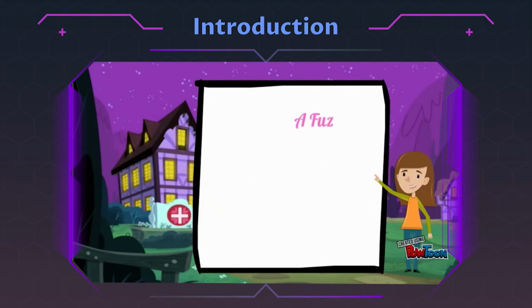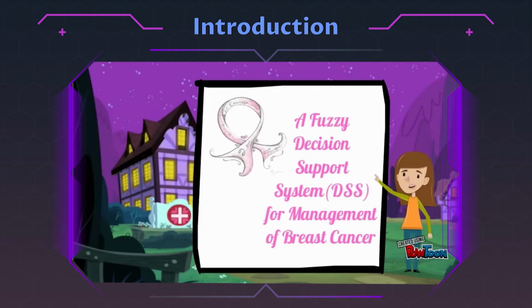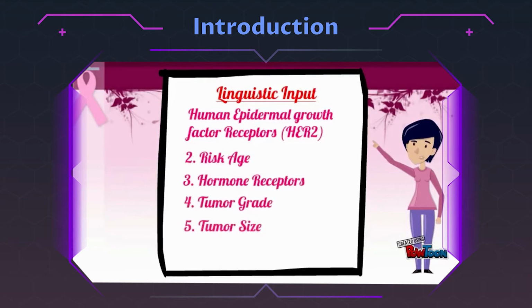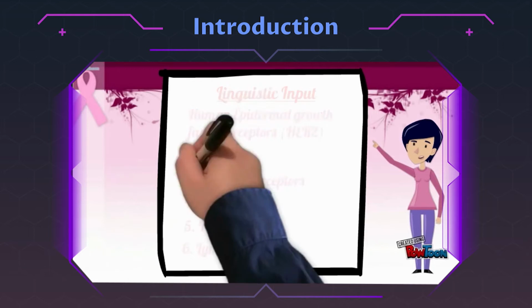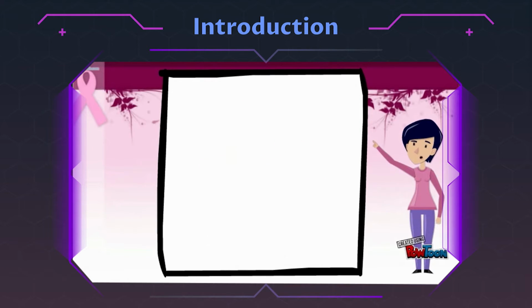Lastly, we will talk about a fuzzy decision support system, which is DSS, for management of breast cancer. The linguistic inputs for this system are human epidermal growth factor receptor 2, risk age, hormone receptors, tumor grade, tumor size and lymph node. Based on the 6 inputs, we will get the output, which is the risk status of people getting breast cancer.